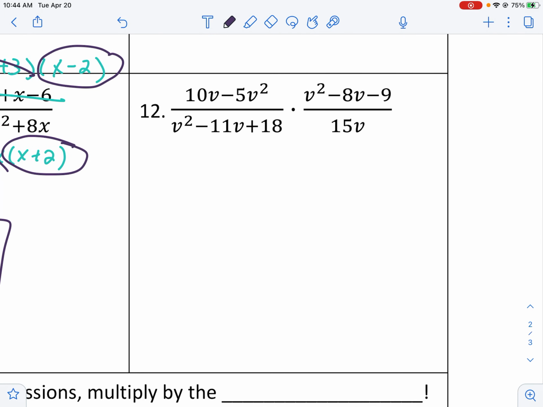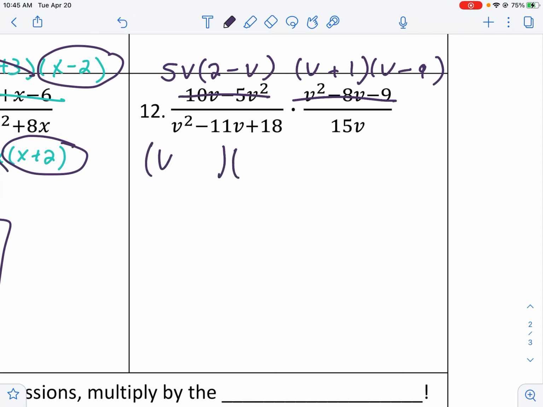Number 12, same idea. Factor out what you can factor out. So this is 5, and then this is going to be 2. Oops, 5v comes out. So 5v, so that's 2 minus v. Don't need that anymore. This one we have v and v, so that's going to be minus 9 plus 1. Don't need that anymore. This is going to be v and v. It's probably minus 9 minus 2. Yep. And then this is just 15v. So then v minus 9, v minus 9.